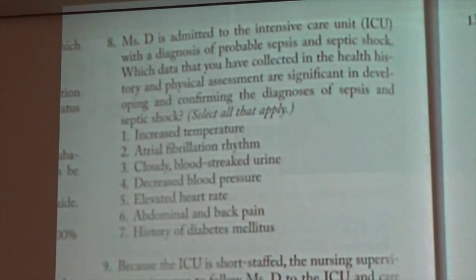Increased temperature, true or false? True. Atrial fibrillation? False. Okay. Cloudy blood-streaked urine? True. Yes. Decreased blood pressure? True. Why is that true? Because she's... Well, don't go back and look at that, but why would somebody in shock or septic shock have a decreased blood pressure?